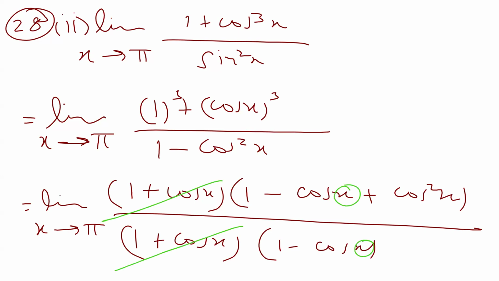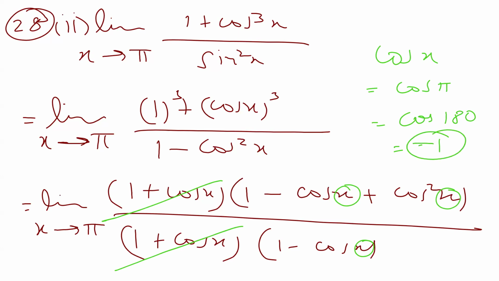Now you put the value of x as pi. Pi is 180. So cos x is cos pi, cos pi is cos 180, and cos 180 is minus 1. So if you put the value of x as pi over here, the denominator is not turning out to be 0. The denominator will be 2. So all these values you have to put, and after substitution you can simplify. Cos 180 value will be given to you directly by the calculator, so you need not remember it as well.